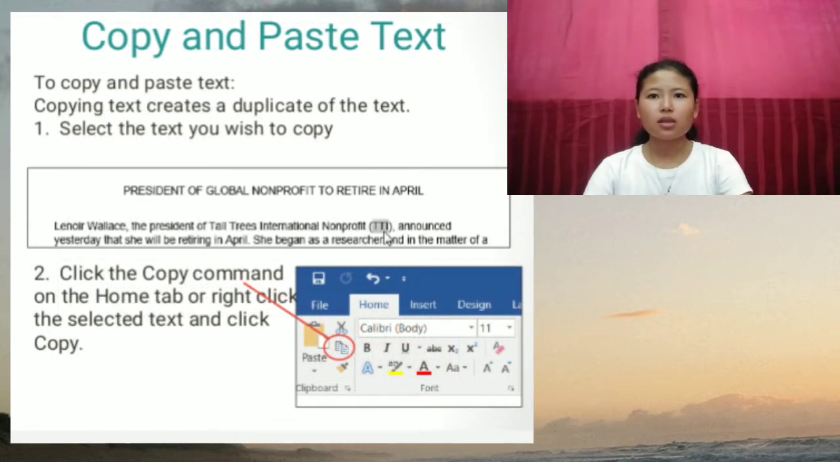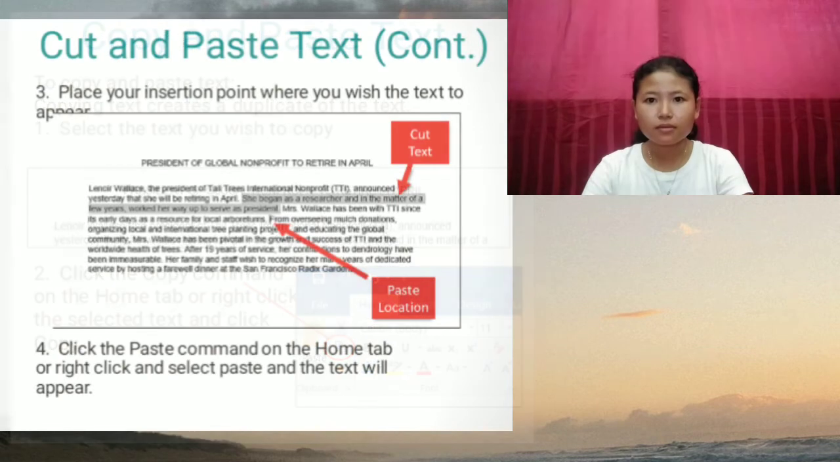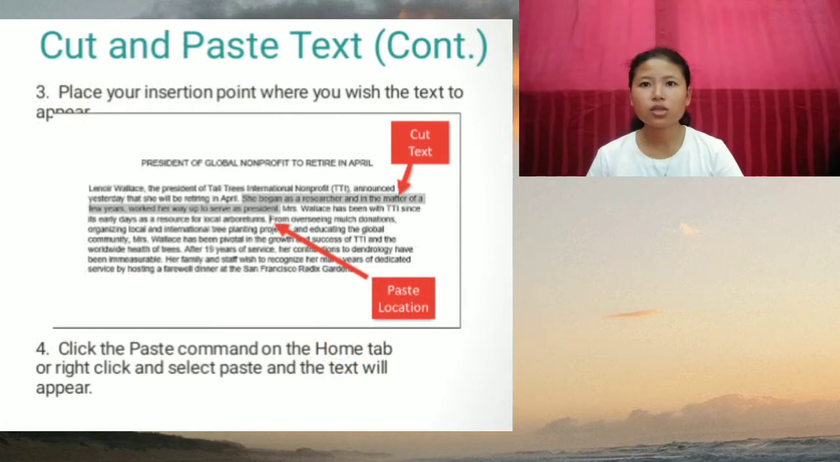Copy and paste text. Copying text creates a duplicate of the text. First, select the text you wish to copy. Second, click the copy command on the Home tab or right-click the selected text and click copy. Third, place the insertion point where you wish the text to appear. Fourth, click the paste command on the Home tab or right-click and click paste. Fifth, the copied text will appear.